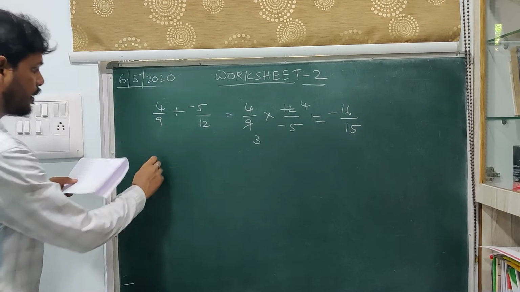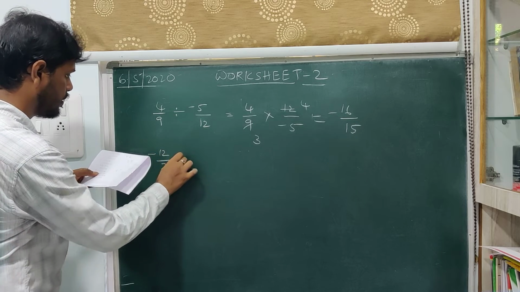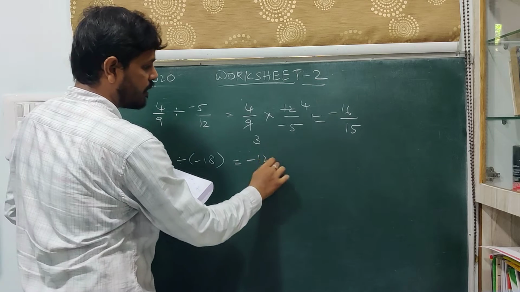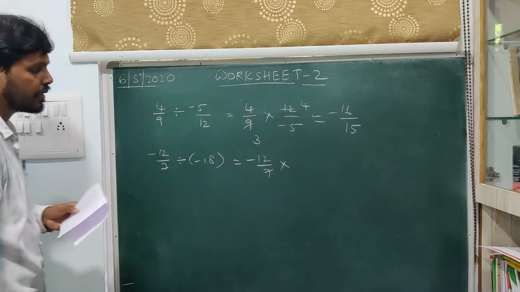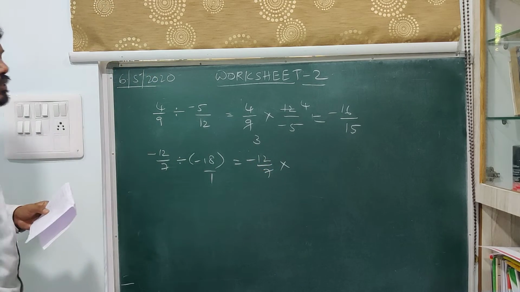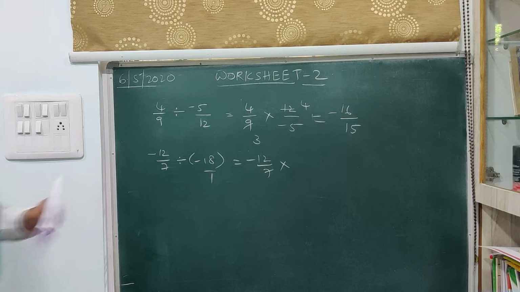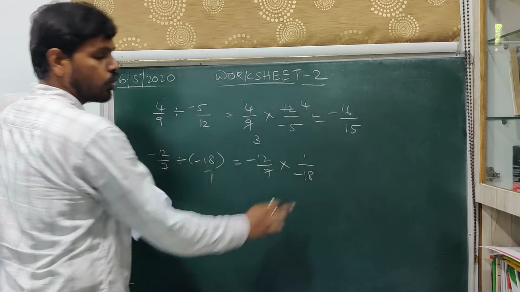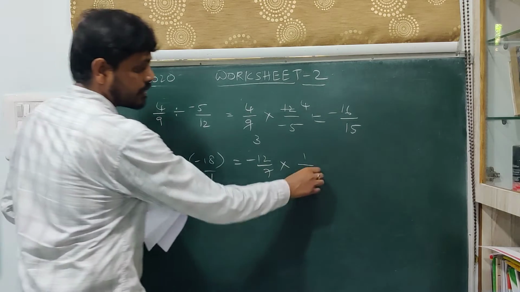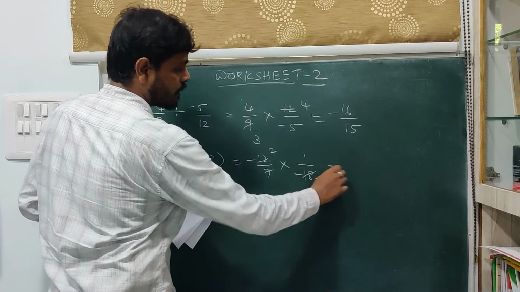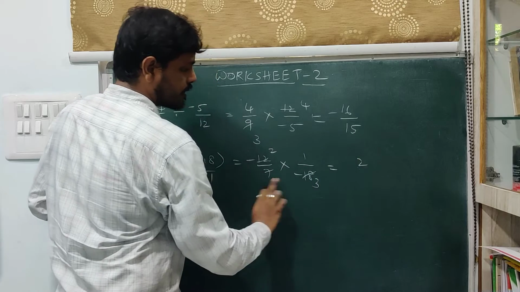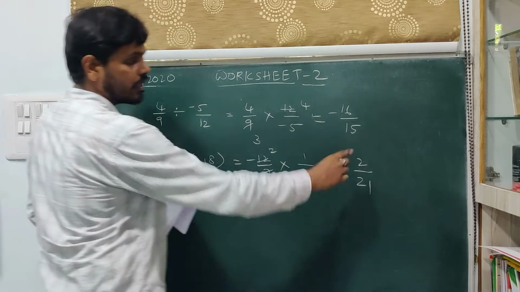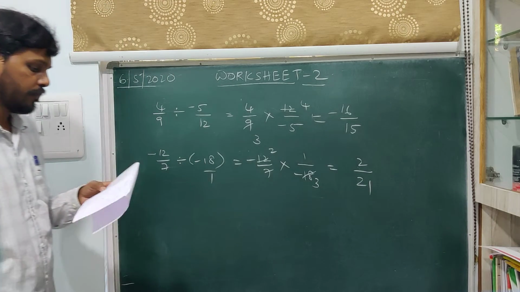Next. Minus 12 by 7 divided by minus 18. So minus 12 by 7, division, convert that into multiplication. This minus 18 you can write as minus 18 by 1. So take the reciprocal, so 1 by minus 18. These two go in the same table, that is the 6 table. 6 2s are 12, 6 3s are 18. 2 1s are 2. 7 3s are 21. You are multiplying numbers of the same sign, so you will get a positive number, which is 2 by 21.